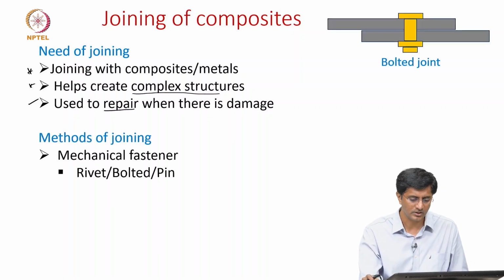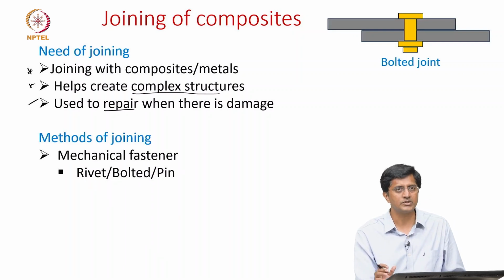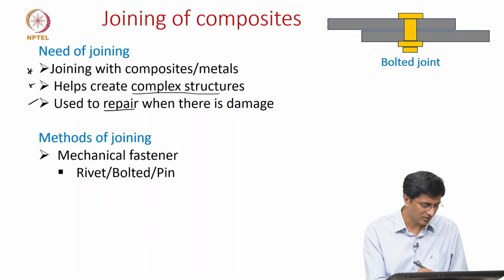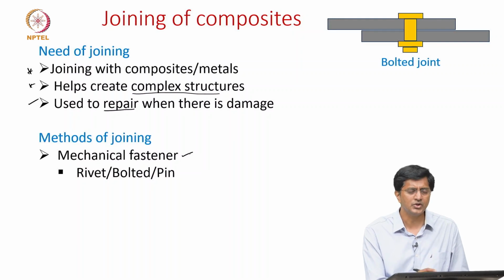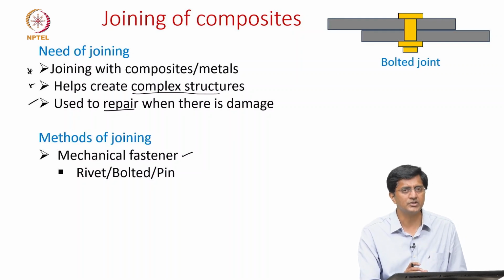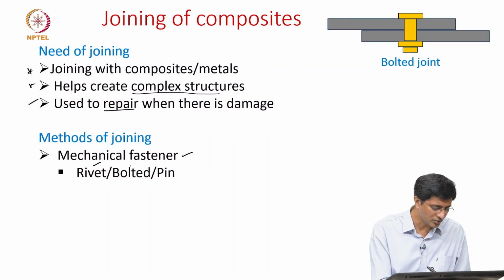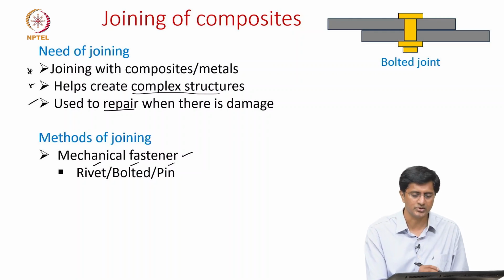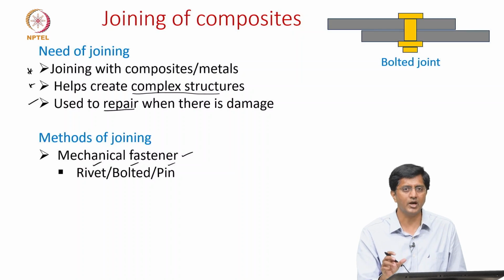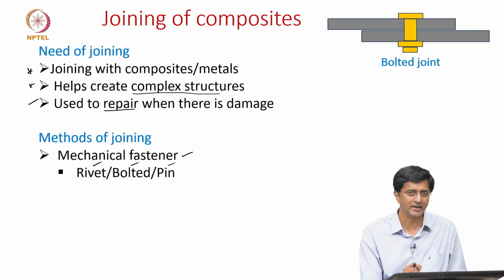So now let's look at a few examples of joining. We'll start with mechanical fasteners. These are very traditional methods we have also used in metals, like riveted joints, bolted joints, and pin joints. The same can also be applied with composite joints. But in addition to that, there are other alternatives which in some instances are much better than mechanical fasteners.